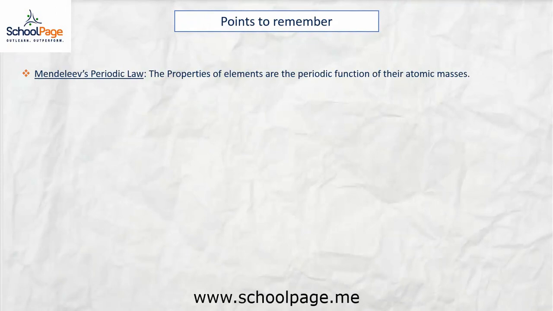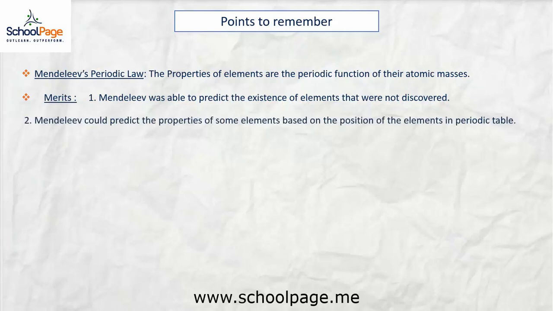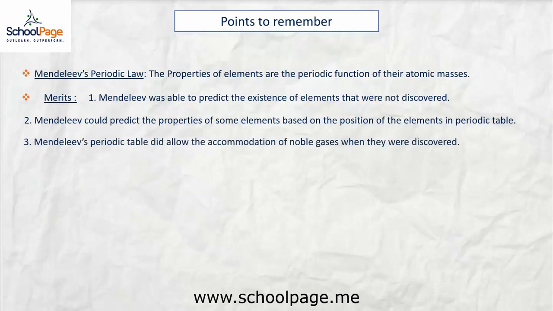Mendeleev's periodic law. Mendeleev's periodic law states that the properties of elements are the periodic function of their atomic masses. Merits include: it was able to predict the existence of the elements that were not discovered during the time of Mendeleev. Mendeleev was also able to predict the properties of some elements based on the position of the elements in the periodic table. Mendeleev's periodic table did allow the accommodation of noble gases. So these were some of the important merits of Mendeleev's periodic table.